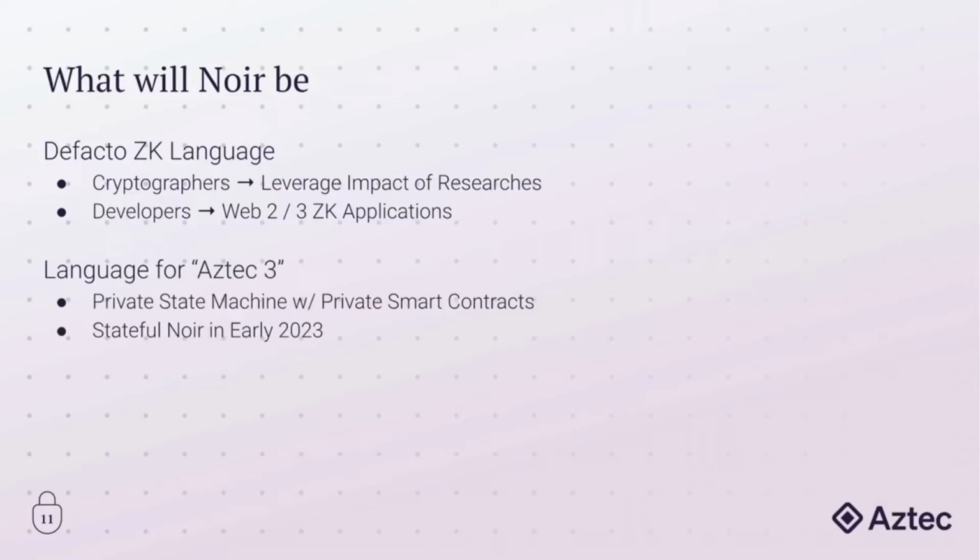Additionally, we at Aztec are working on the next iteration of Aztec network, codenamed Aztec 3. It is a private state machine that's capable of supporting private smart contracts. And Noir will be the smart contract language of Aztec 3.